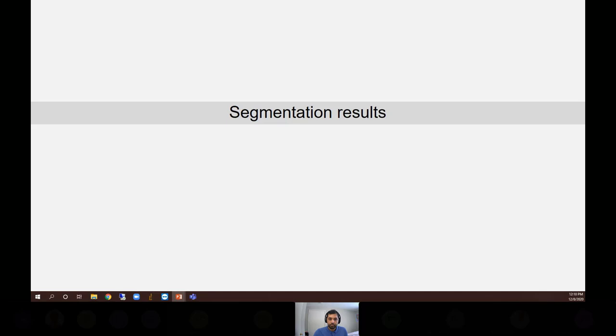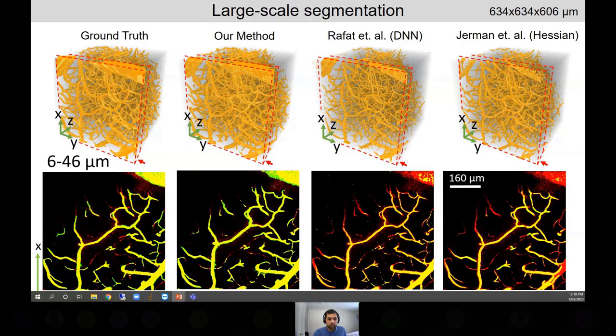Now, with all the details presented about the deep neural network design, let's look at the results. Here we provide results on a large 3D angiogram, which was used as the test data. On the left, we have the ground truth. Next, the segmentation from our method. This one is a state-of-the-art deep neural network. And finally, on the right, we have a conventional method based on the Hessian matrix.